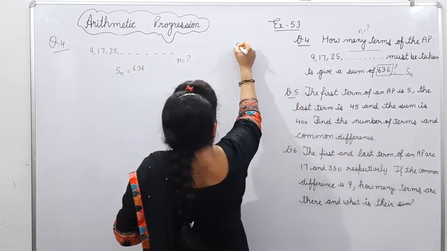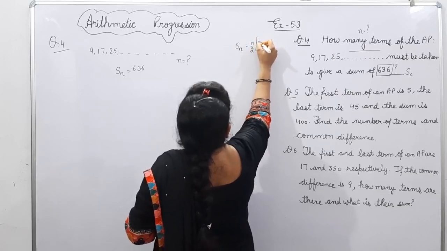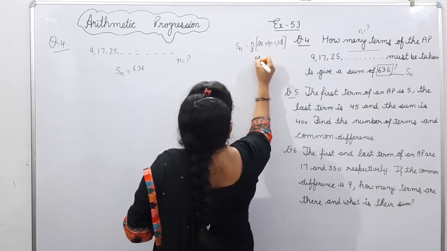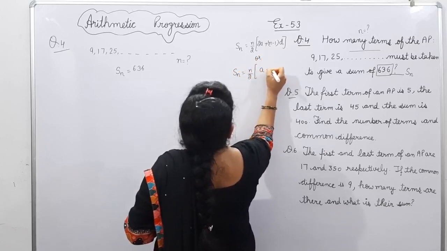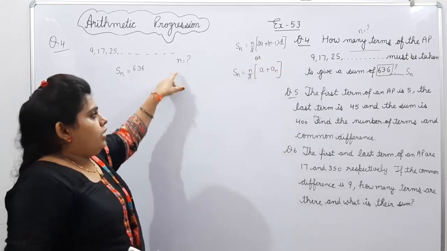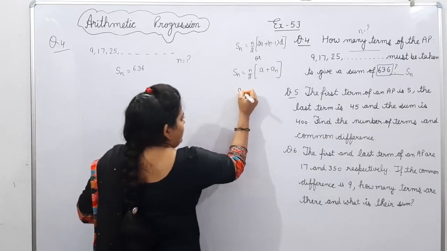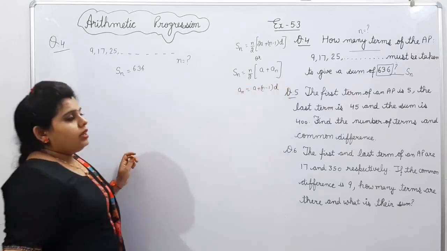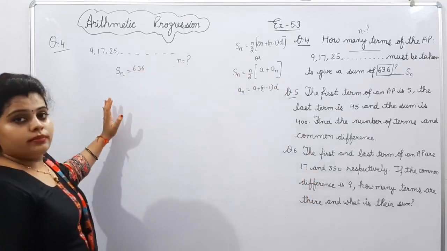Now what we will do? First of all, see the formulas. Sn is equal to n by 2 into 2a plus n minus 1 into d, or Sn is equal to n by 2 into a plus an. These we have to use. We will use these formulas in this question. One more formula, an is equal to a plus n minus 1 into d. These three formulas we are studying in this chapter, so we will use these formulas.